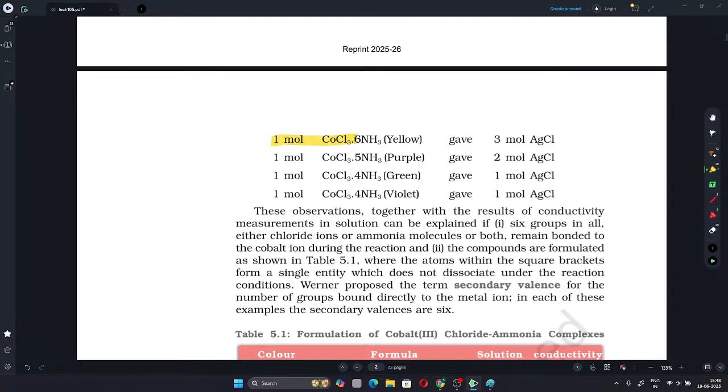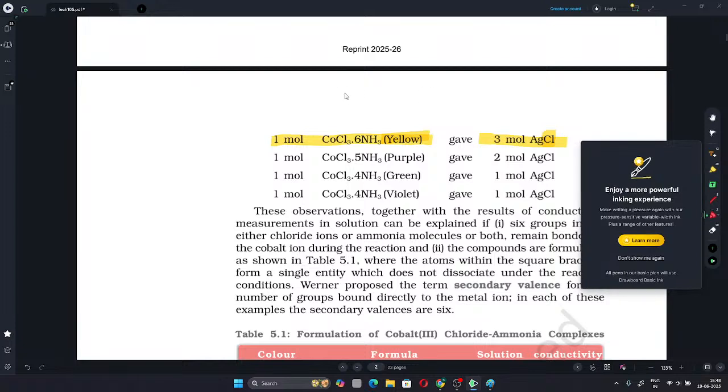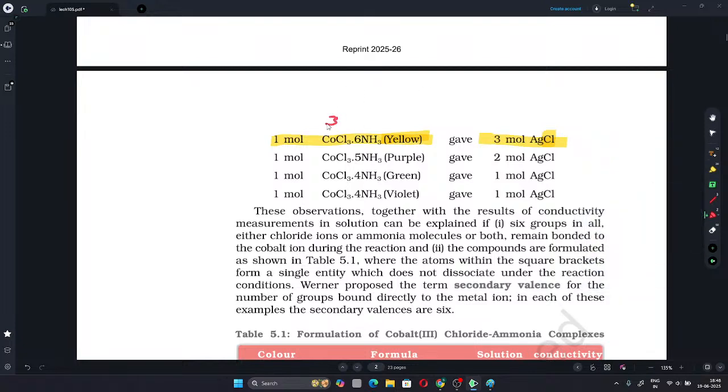When we take 1 mole of cobalt chloride and 6 NH3, it gave 3 mole of AgCl, which was a yellow color solution. Here we see that the chlorine amount is tallied. Here we have 3 chloride, 3 Cl. Here also we got 3 mole of Cl. Let's see the second case.